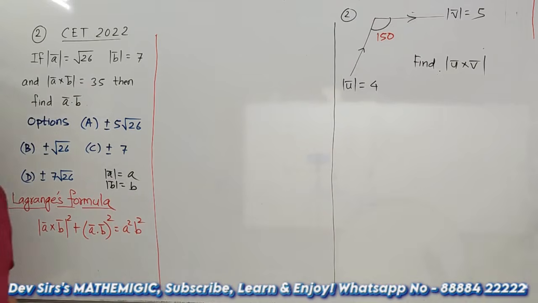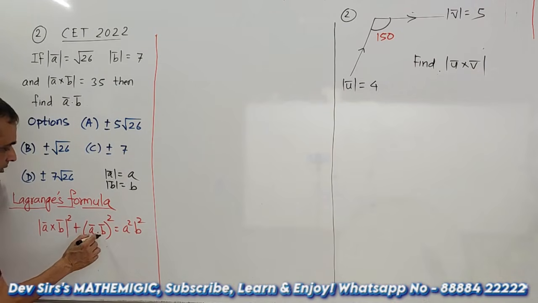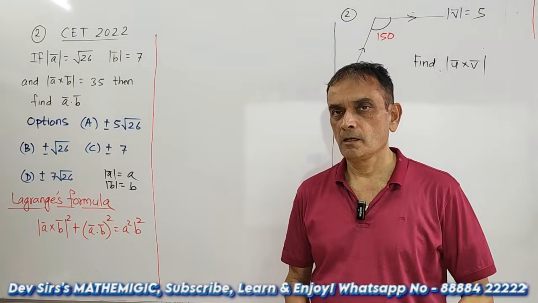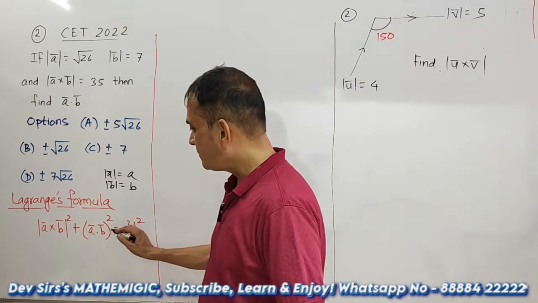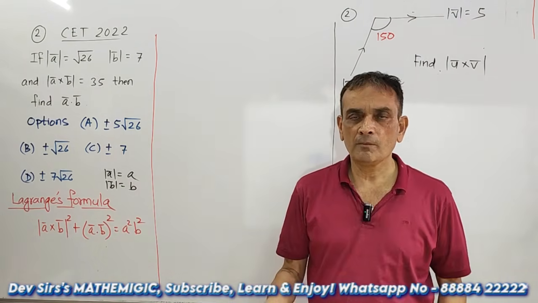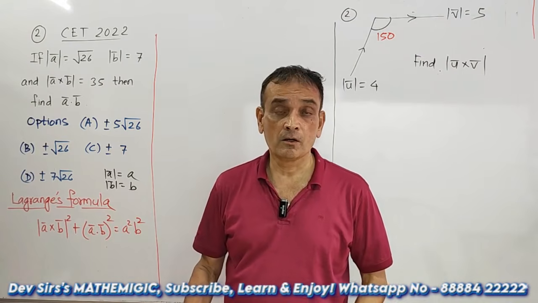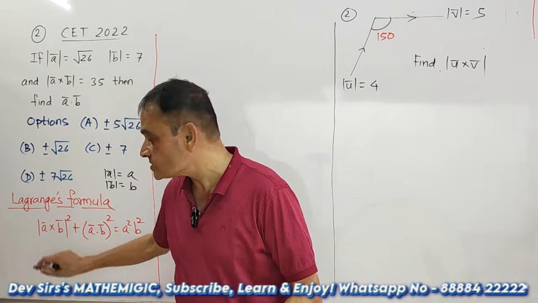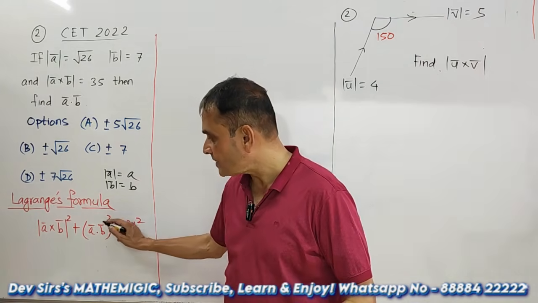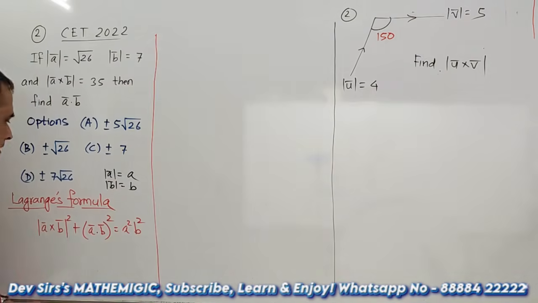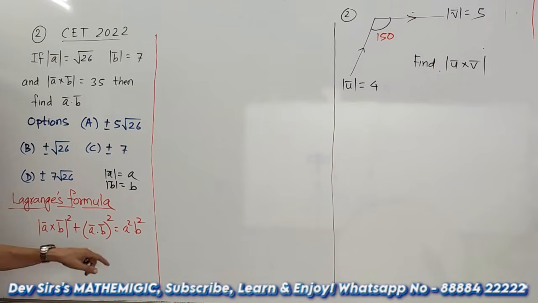Now you might think, why did we not write magnitude for this? Simple, because A dot B is a number itself. Okay, you don't get a vector. Because it is a number itself, there is no need for magnitude. Magnitude is a number. But A cross B is a vector, so for that, this represents its magnitude. For A dot B, just write bracket squared, because we will get a number. Equal to A squared B squared. This is called Lagrange's formula.